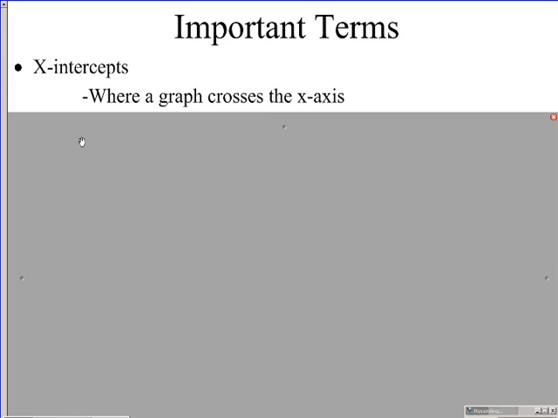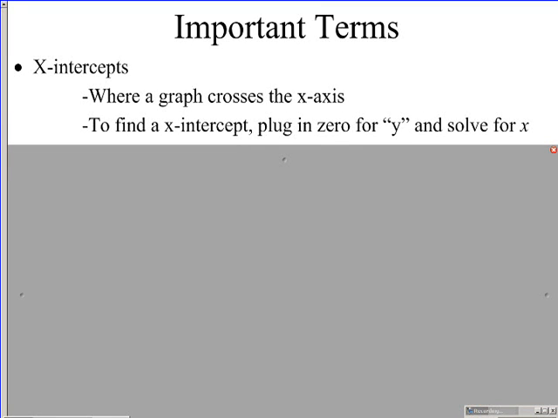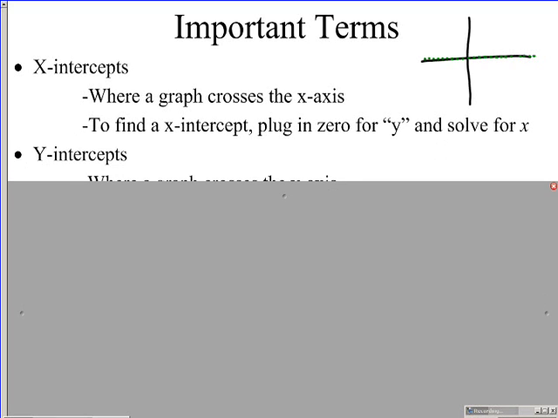X-intercept is where a graph crosses the x-axis. To identify an x-intercept, you simply plug in 0 for y and solve for x. If we look at the coordinate plane and we think about x-intercepts, or where a graph crosses the x-axis, if we look at every single point along the x-axis here, each one of those points has in common the fact that the y-coordinate of any one of those points is 0, which is why we plug in 0 for y when we want to identify where an x-intercept is.